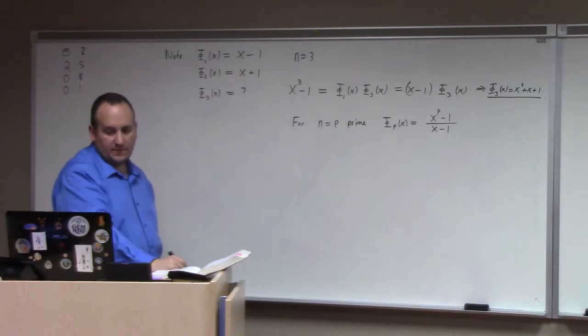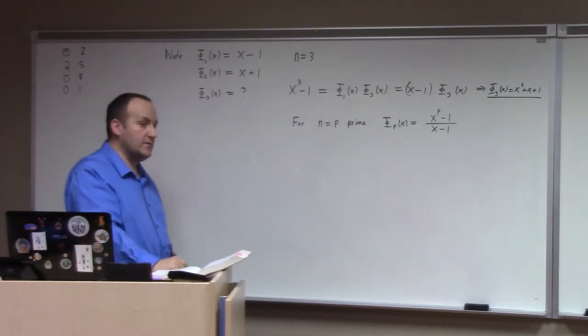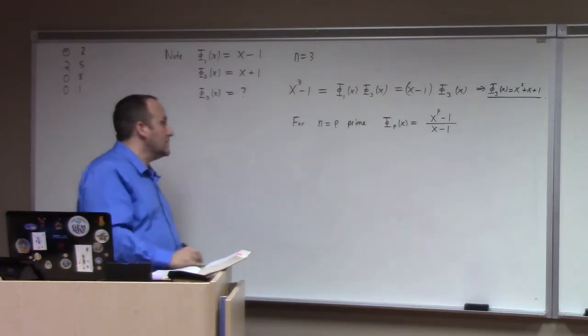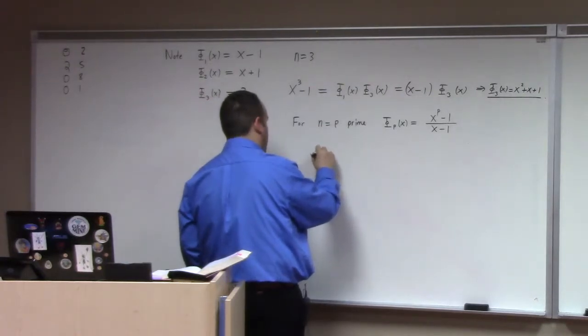He has a proof that the cyclotomic polynomial is irreducible in this section. I'll let you read it, okay? I'm going to focus all of our efforts here on this recursion idea. It's really neat. So what if we had x to the fourth minus 1?